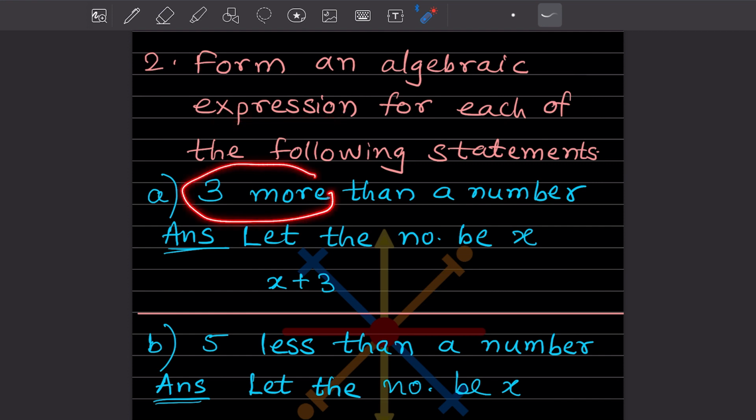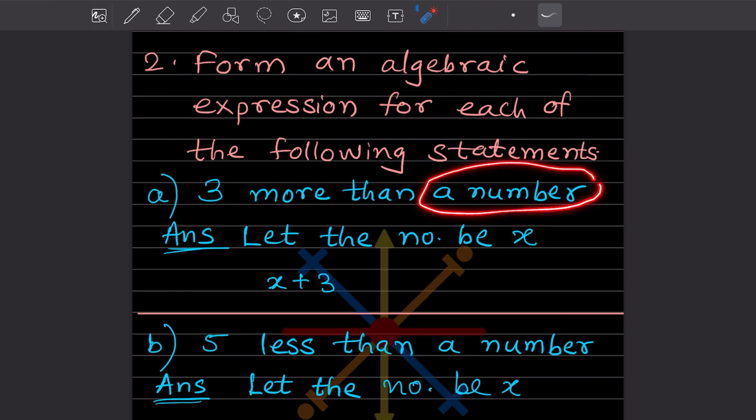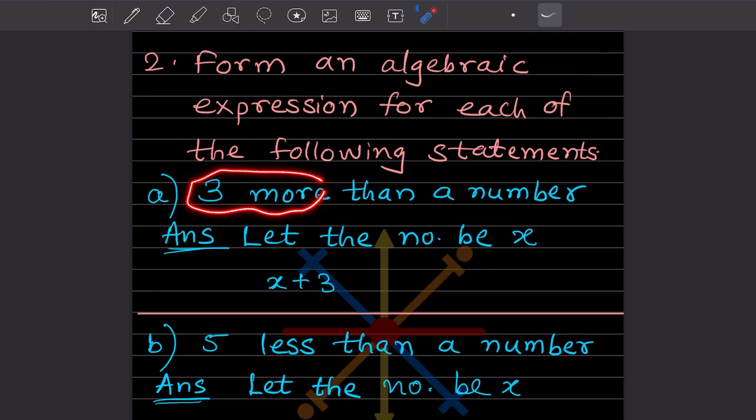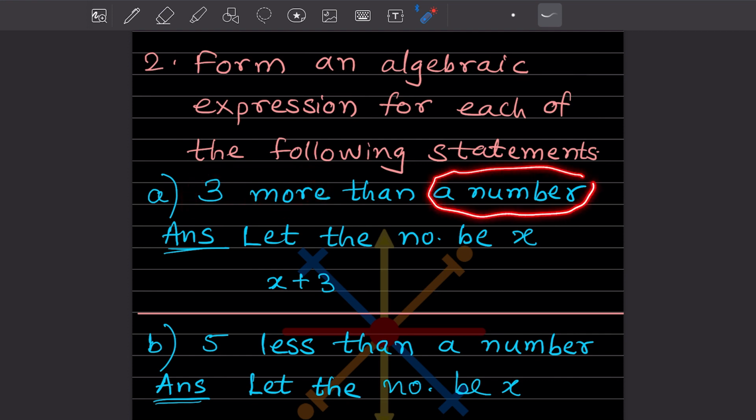3 more than a number. So we don't know the number, and we have to add. When they say 3 more, it means we have to add to it. So what will we do? First thing, we will think of this number. So what will we write here? Let the number be x. When we write n and o and put a full stop, that means the short form for number. So no., let the number be x.